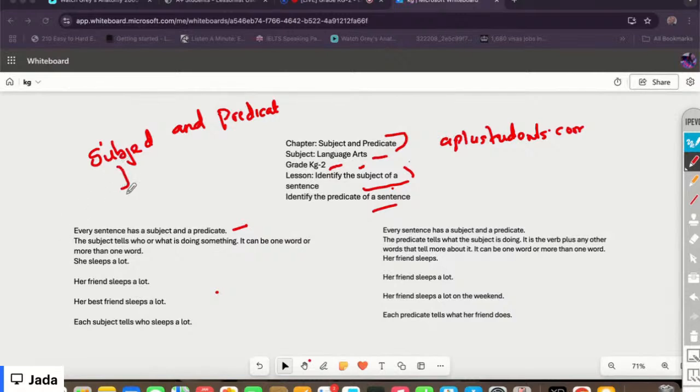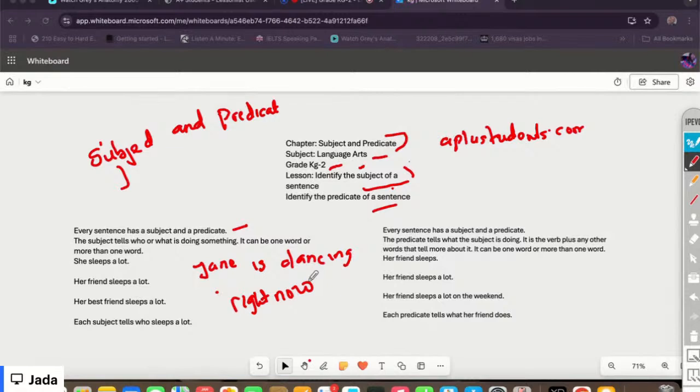The subject tells who or what is doing something. So now the subject tells who is doing something in the sentence. For example, we have Jane is dancing right now.